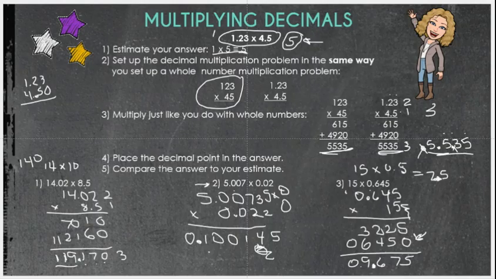And if I double check, 1, 2, there are 3 numbers to the right of the decimal point here. There are no numbers to the right of the decimal point there. I should have 3 numbers to the right of the decimal point here.